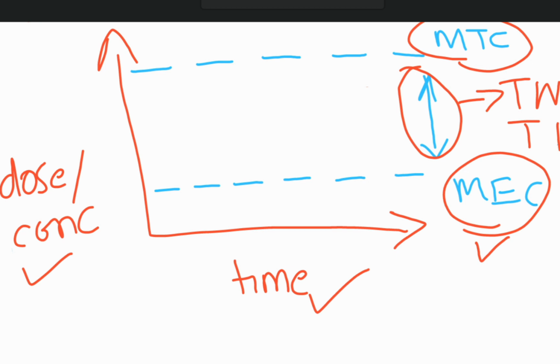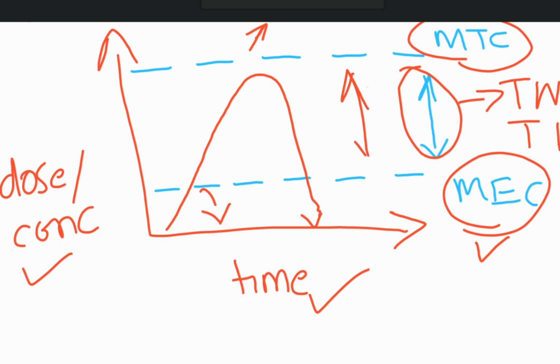It should be more than the minimum effective concentration, meaning its effect should come. It should be less than the maximum toxic concentration. So the effect of the drug should usually be like this. It shouldn't go beyond this line. It shouldn't be below this line. It should be between this region, which is the region of the therapeutic index or therapeutic window.